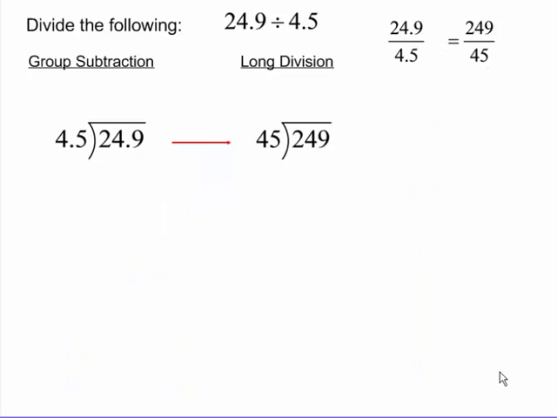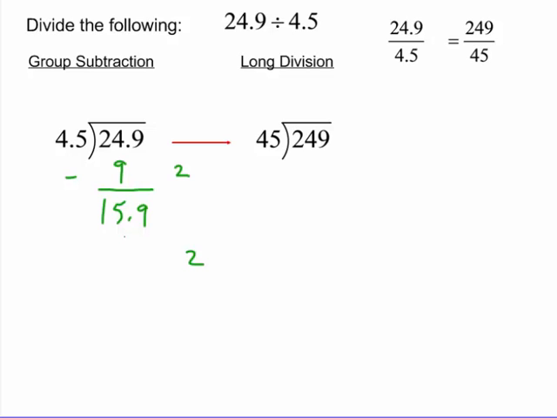Okay, so let's divide the following: 24.9 divided by 4.5. I could do this with a group subtraction method. If I look at 2 groups of 4.5, that's the same as a 9. So I'll keep track of those on the side. As I subtract, I can see that is 15.9 left over.